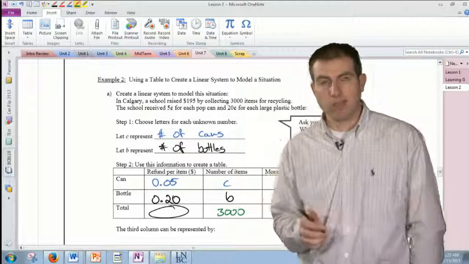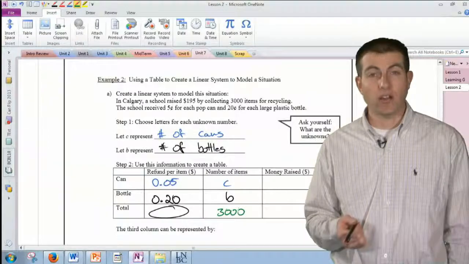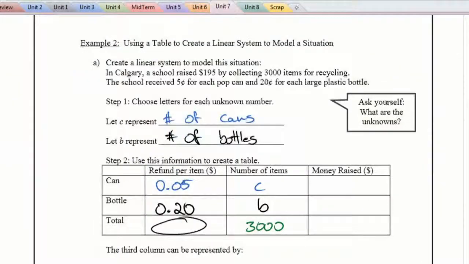So that was given in the question. The other thing we have in the question is that there's this $195. So if we took each can and multiplied it by 0.05 times C, and if we took 0.20 and multiplied it by B, so 5 cents for every can, 20 cents for every bottle, we would end up with $195.